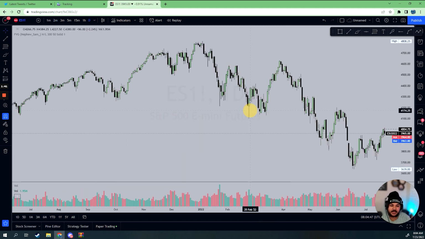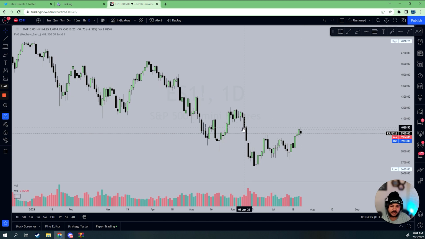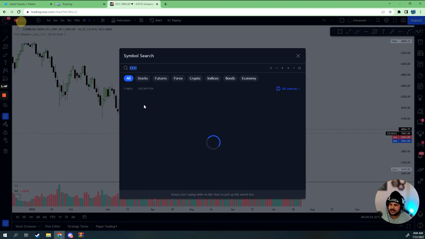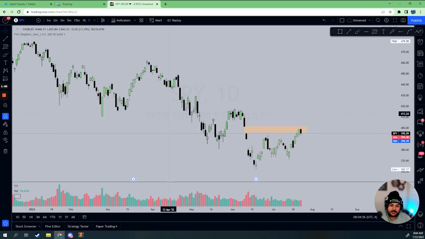Another thing is on the daily we were also in a large fair value gap, right? And if we go into SPY, and if you guys know, ES is SPY pretty much, what do we have here? We have this gap fill. So what tends to happen? We fill the gap and we tend to reject it. And that's exactly what I was watching for.